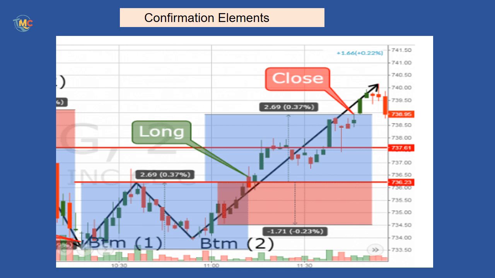Confirmation elements. Several factors increase a double bottom's reliability. The pattern forms after a substantial downtrend, not just a minor dip. The bottoms occur at a significant support level: previous historical support, round numbers, or major moving averages. The second bottom has lower volume than the first. The breakout occurs with notably increased volume. The pattern takes sufficient time to develop. Generally, the longer it takes, the more significant the potential reversal.